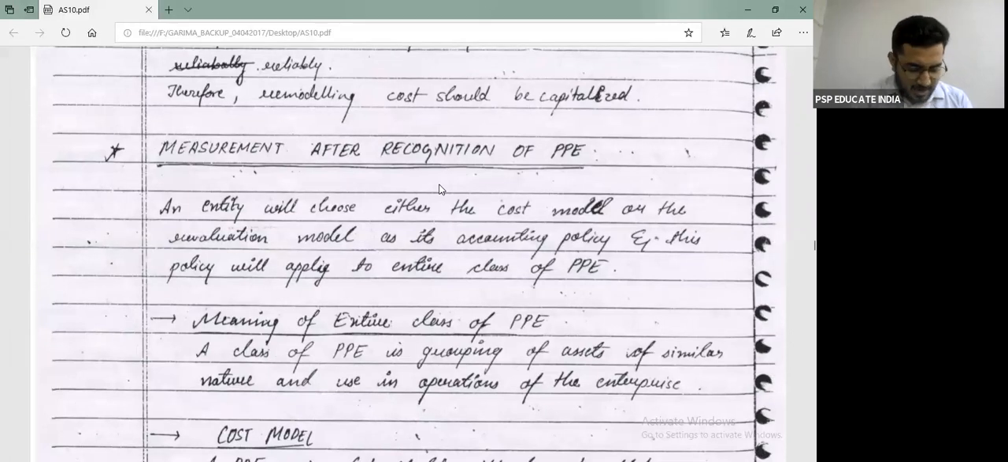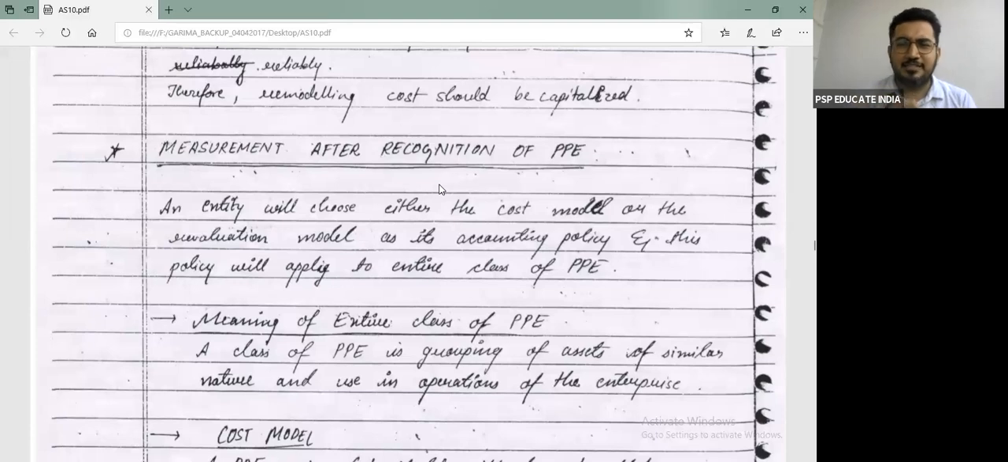After recognition means आपने प्रॉपर्टी प्लांट एंड इक्विपमेंट को बुक्स में ऑलरेडी रिकॉर्ड कर दिया. रिकॉर्ड करने के बाद आप दोबारा उसको मेजर कर रहे हो या वैल्यू कर रहे हो, which technically is known as revaluation of property, plant and equipment. So measurement after recognition means एक बार तो वैल्यू हो चुका है, अब हम दोबारा उसको वैल्यू कर रहे हैं, which means revaluation of property, plant and equipment.